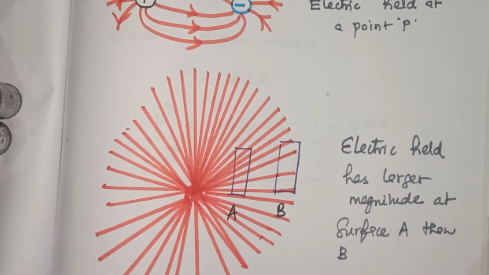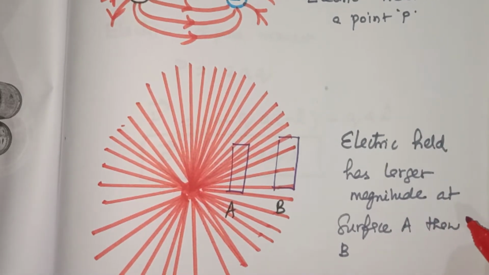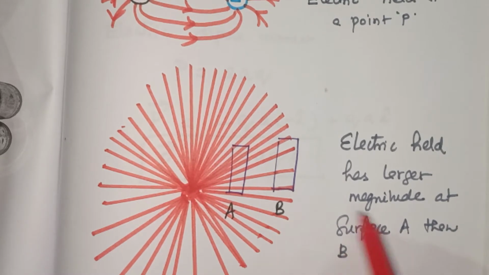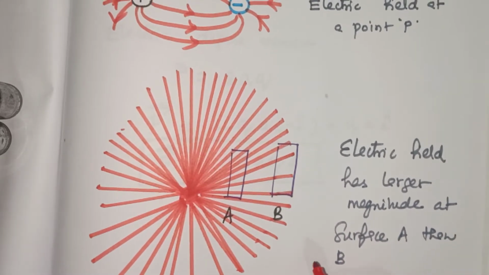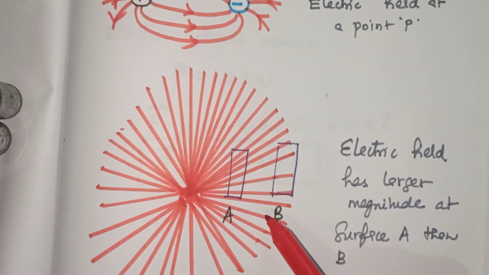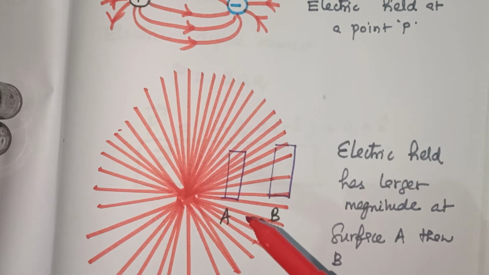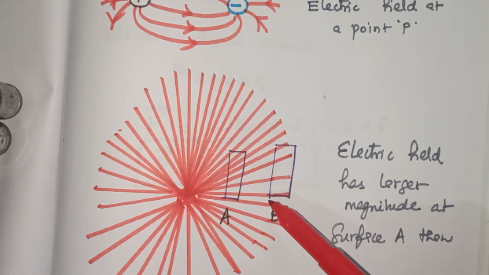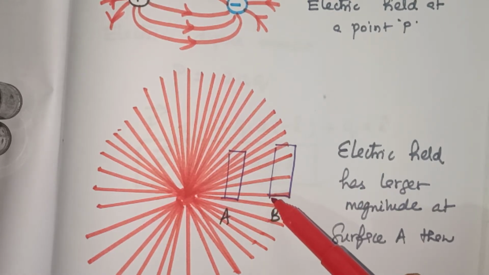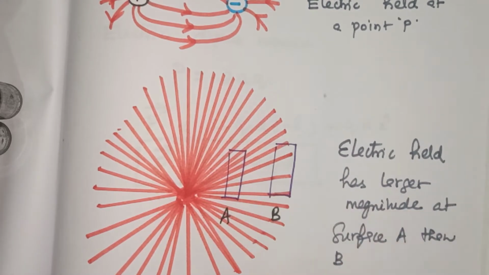Next, electric field has larger magnitude at surface A than B. That is, the number of lines passing through a given surface area perpendicular to the lines is proportional to the magnitude of electric field in that region. It is represented in this diagram.